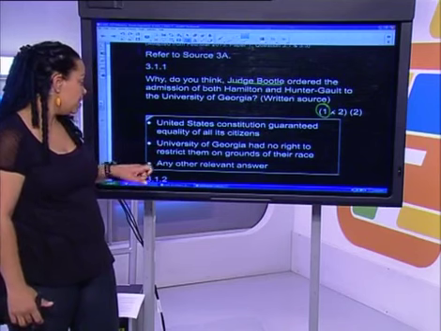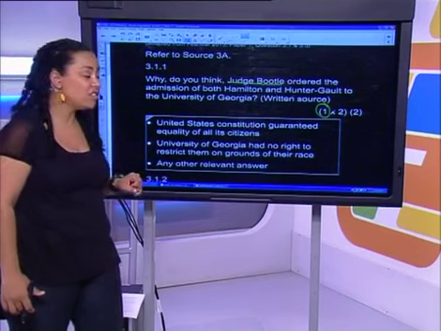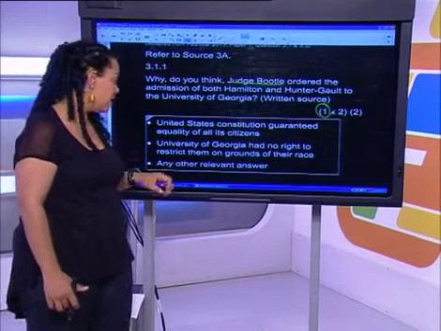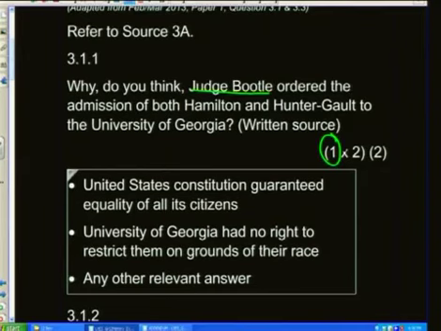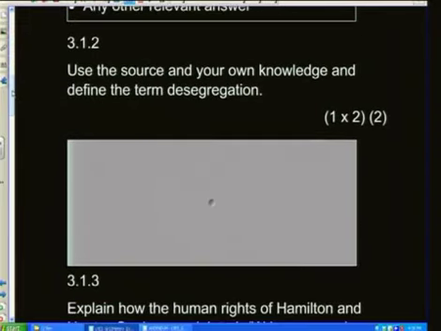And then the other answer is University of Georgia had no right to restrict on the grounds of race. So the answers are actually very, very simple, and that's why we need you to think very simply. Again, 3.1.2, I'm going to draw your attention to the mark allocation. We are only looking for one answer.